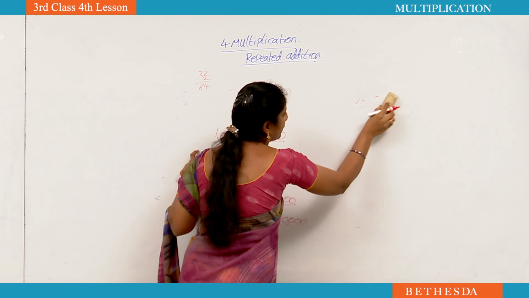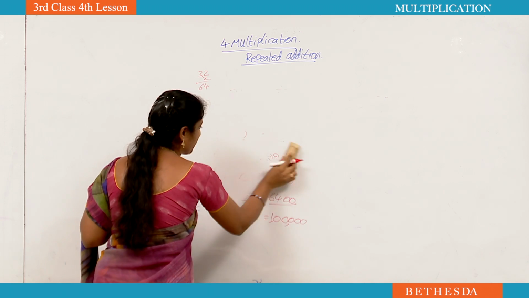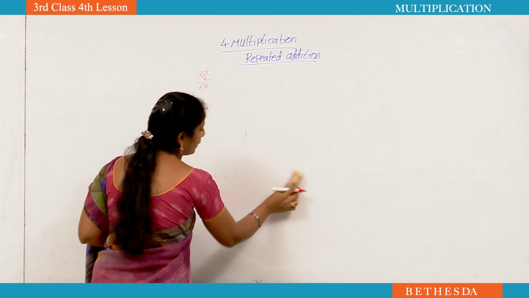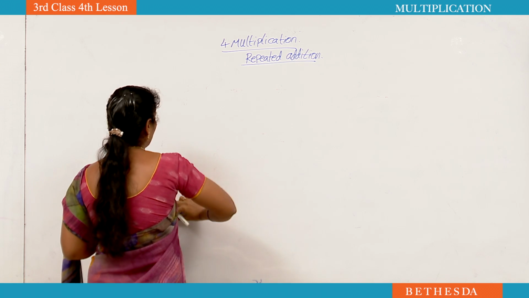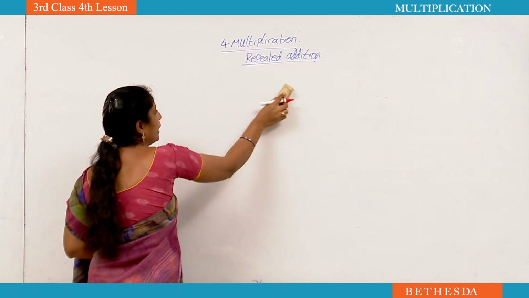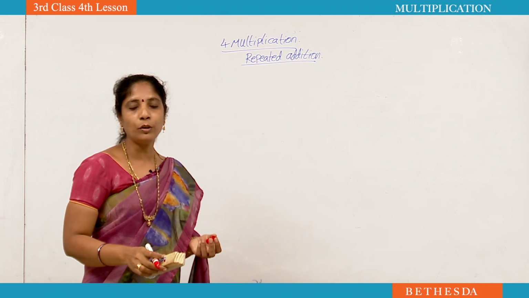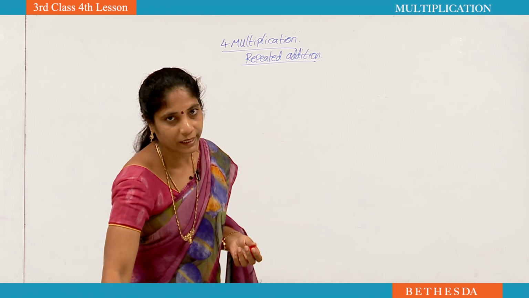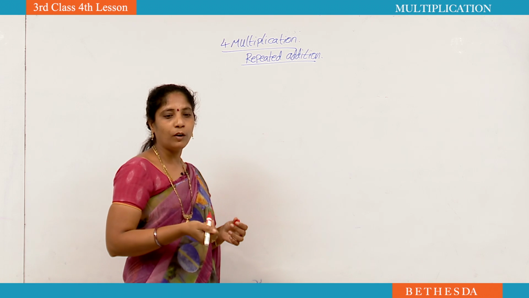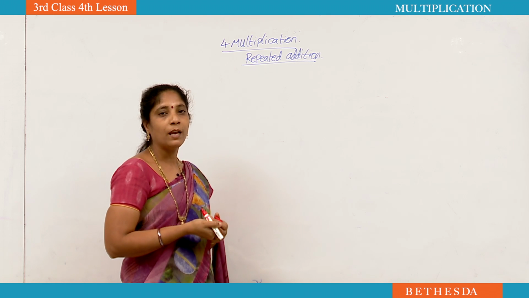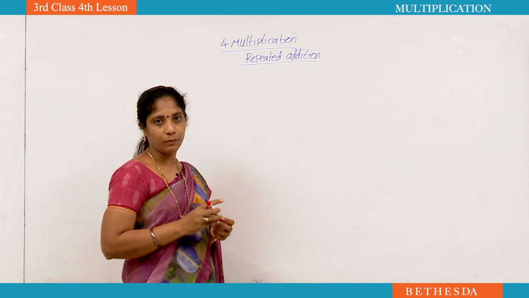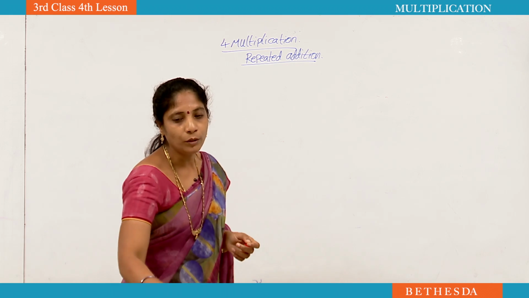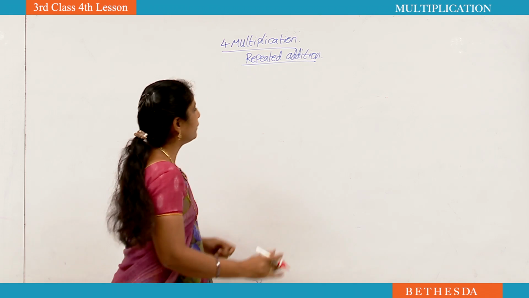These are the quick tips. If you know these quick tips, you can do multiplication easily. Before that, to do multiplications, we need tables. Without tables, we can't do multiplication. That's why you have to learn the multiplication tables and every day you have to read the tables. Why? Because without tables, we can't do multiplications.